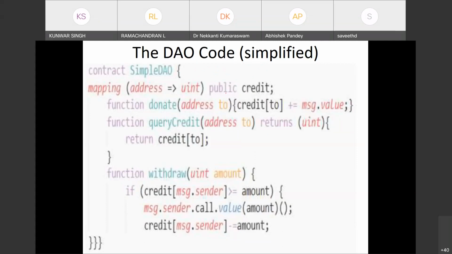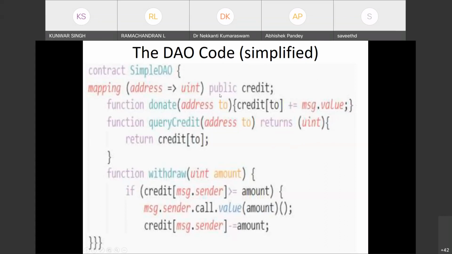What they have done is, anyone can donate money, and in their address the money will be stored. Whenever the person wants, they are given the facility to withdraw also. Suppose I have donated 10 Ether, tomorrow I can withdraw 2 Ether, or 1 Ether. I can withdraw 10 Ether also. That withdrawing facility is also given. So let's see the code.